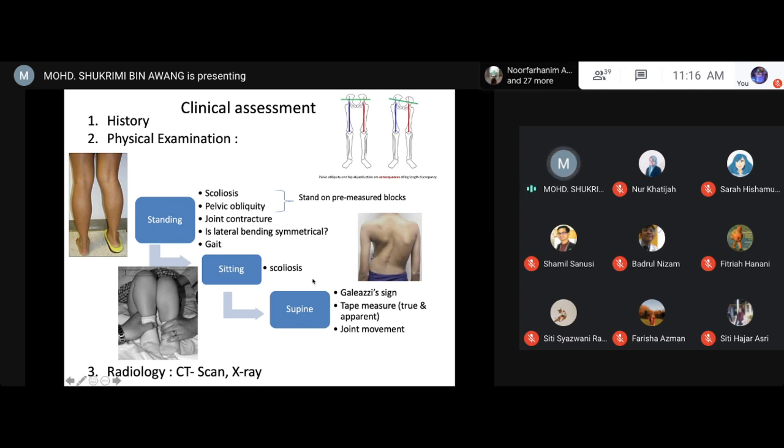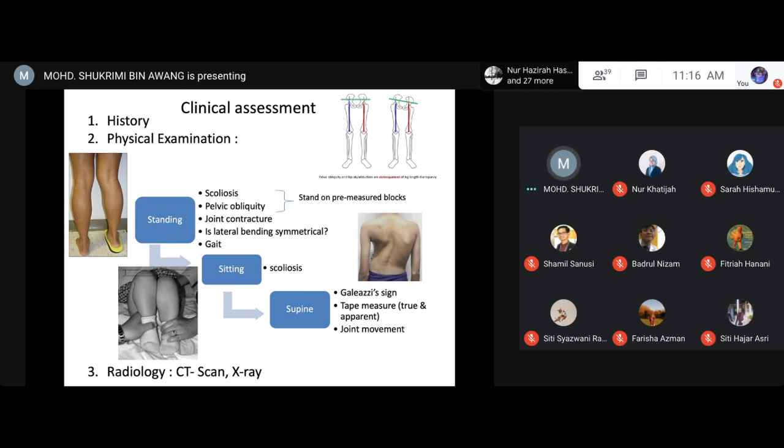Then we put the patient in supine position, screen with the Galeazzi test, and then proceed with apparent and true length measurement. And then, of course, complete with range of motion of the joints. All right, are we clear now?